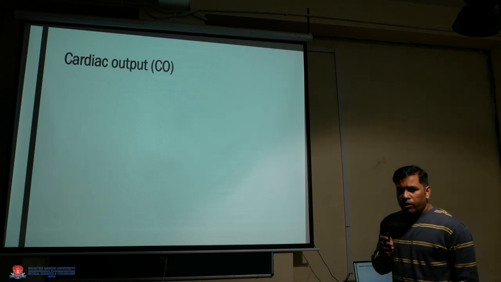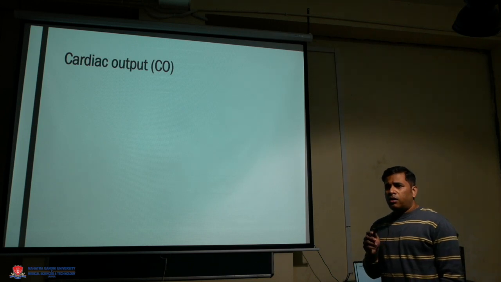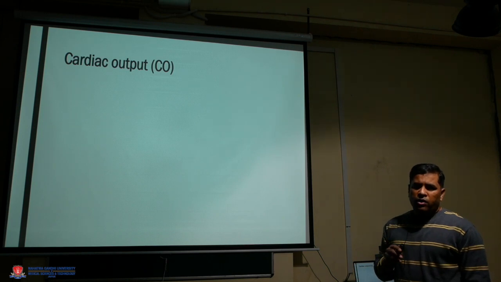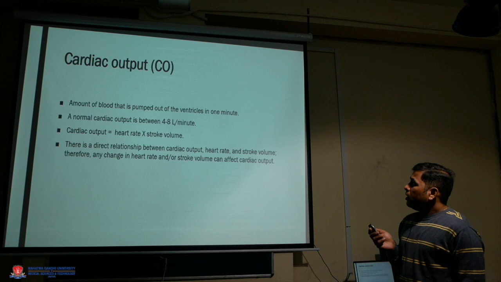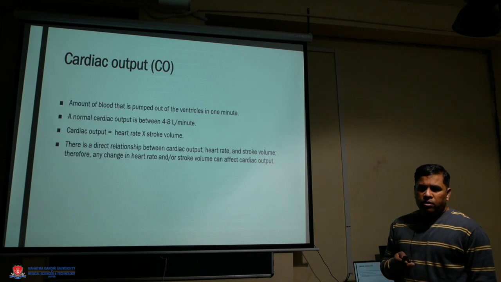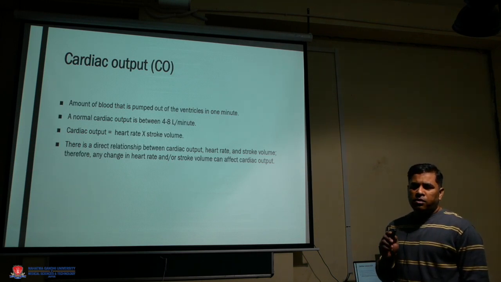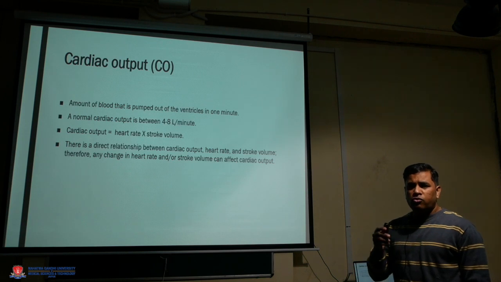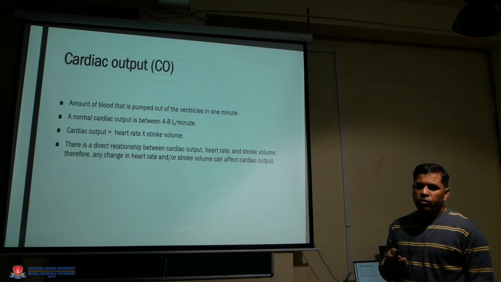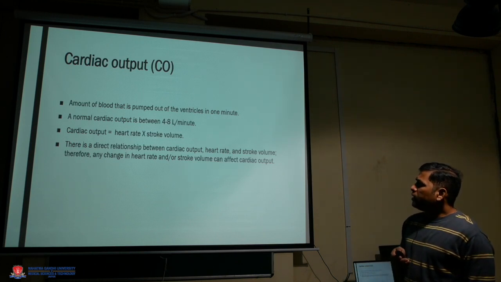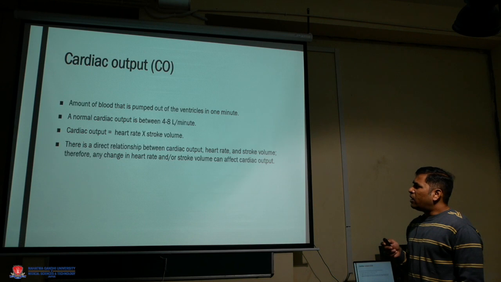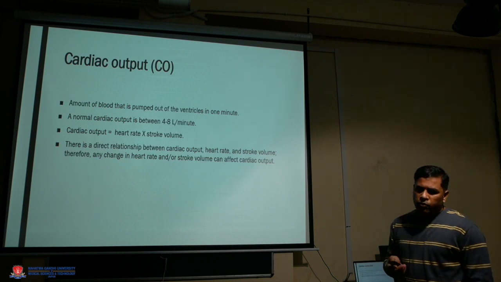So what is cardiac output? Cardiac output is the amount of blood that is pumped out by the heart, by the contraction of the heart, in 1 minute. The normal range is 4 to 8 liters per minute. If we calculate by a formula, the amount of blood the heart ejects in 1 beat is known as the stroke volume, and if we multiply the stroke volume by heart rate, we find the cardiac output, which is around 4 to 8 liters per minute. There is a direct relationship between the cardiac output, heart rate, and stroke volume. If any change in heart rate or stroke volume occurs, the cardiac output would also change.